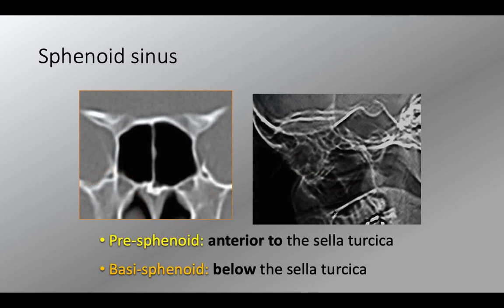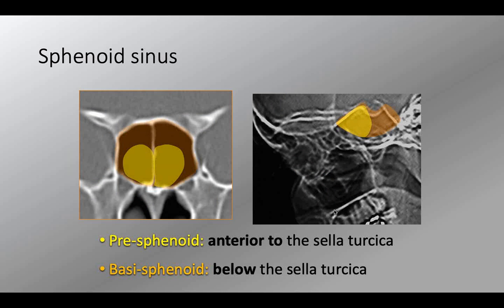The sphenoid sinus develops already from the first year, and by the age of 6, the pre-sphenoid is pneumatized, and then it continues to the basis sphenoid. In patients with cystic fibrosis, it's pathognomonic. They only have pneumatization of the pre-sphenoid. If they also have pneumatization of the basis sphenoid, you have to find another diagnosis.